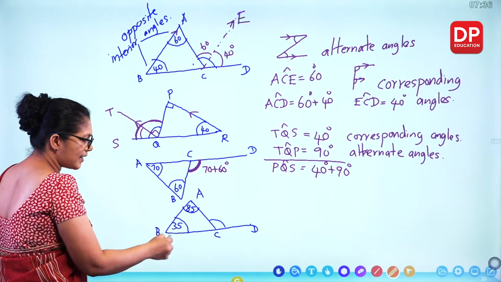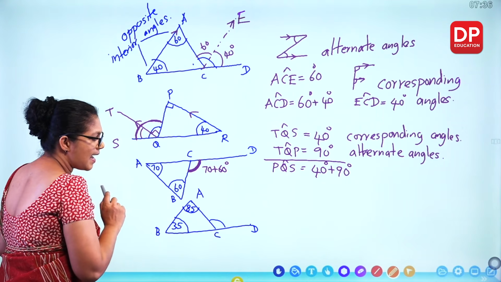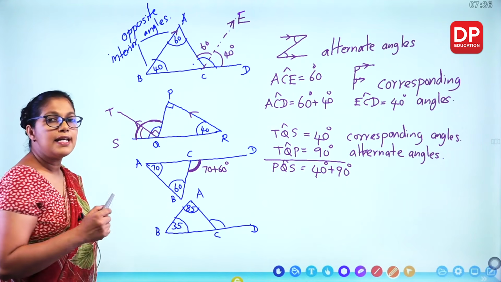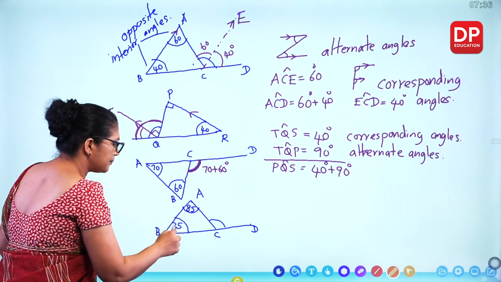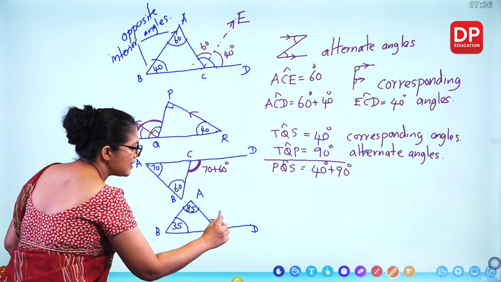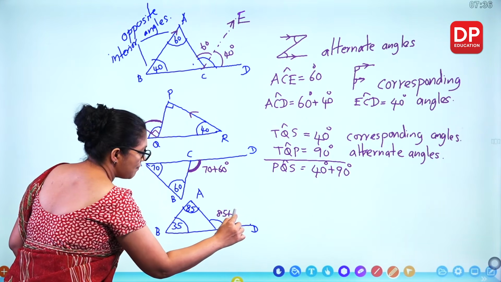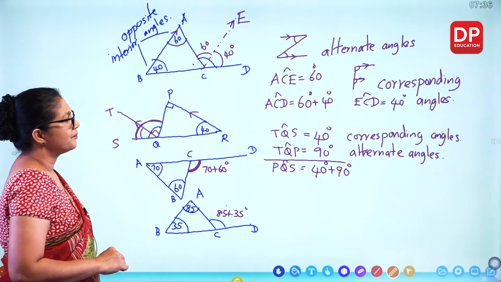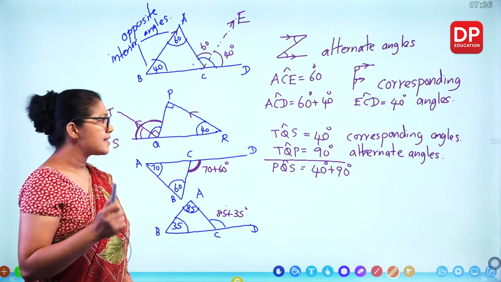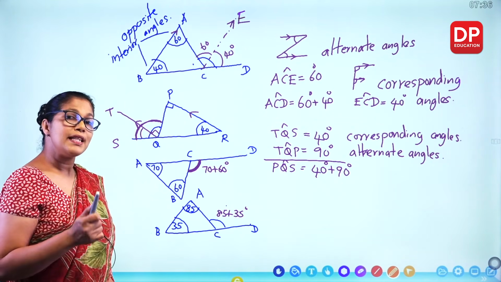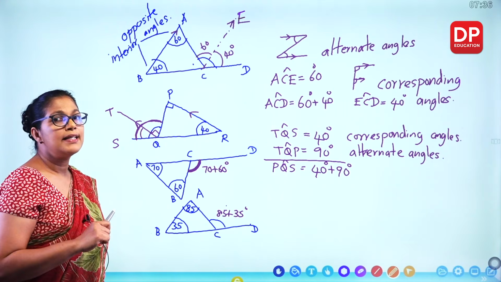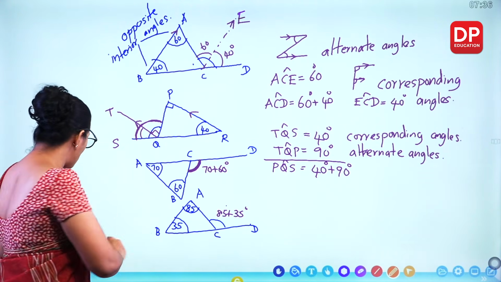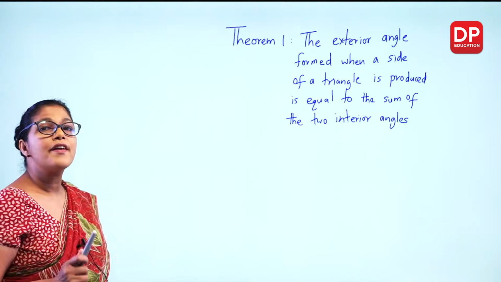What about this triangle? This is the exterior angle and these are the interior opposite angles. So I can write this is equal to 85 plus 35. So that's the relationship between the exterior angle and the interior angles. Now we'll see theorem number 1.